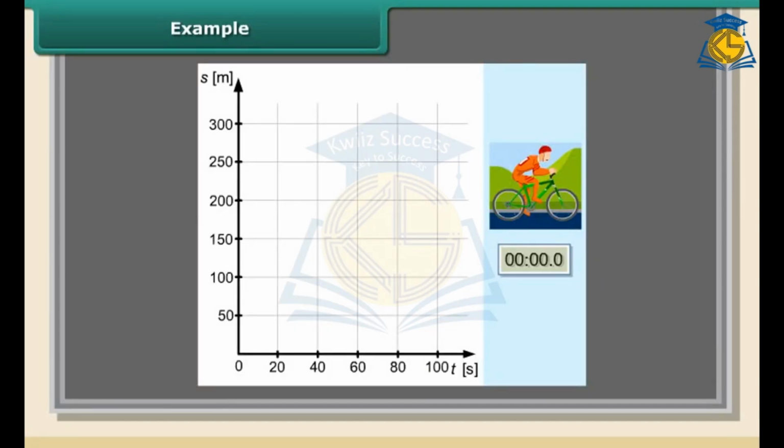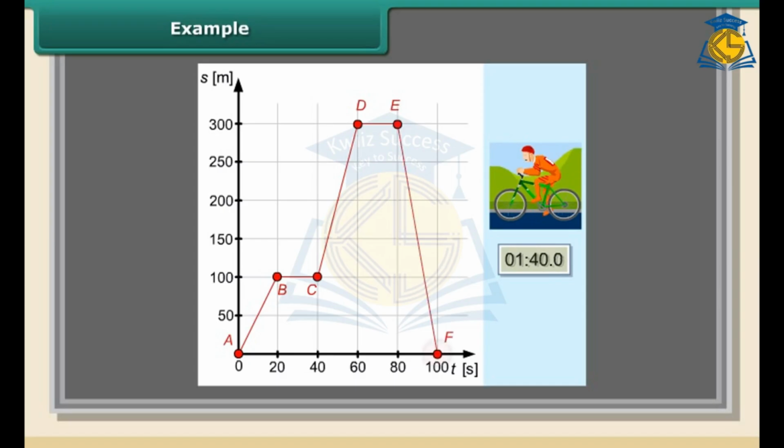This is the location time graph for a cyclist. While plotting the graph, the short moments of time where the cyclist changed his speed were neglected. From the graph, we can determine the location of the cyclist at a given moment, the type of motion with which he was traveling along particular segments, his speed, the distance he covered, and even his direction of movement.